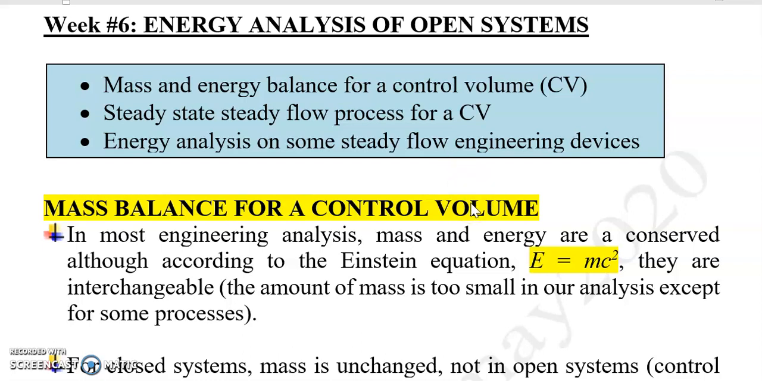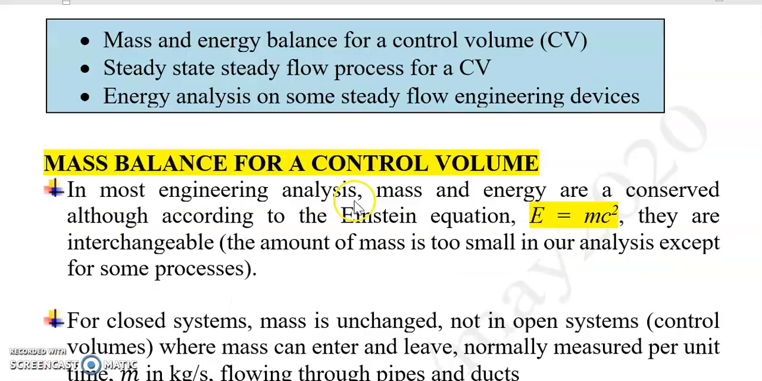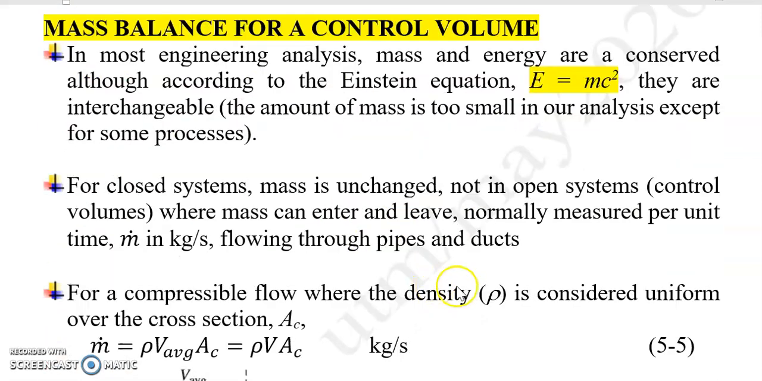According to the Einstein equation, energy and mass are interchangeable, but the amount of mass is too small in our thermodynamic analysis. So for this course, we are just concerned with the conservation of mass, mass into mass, and energy into energy. For a closed system, previously, mass is conserved. That is called control mass or closed system.